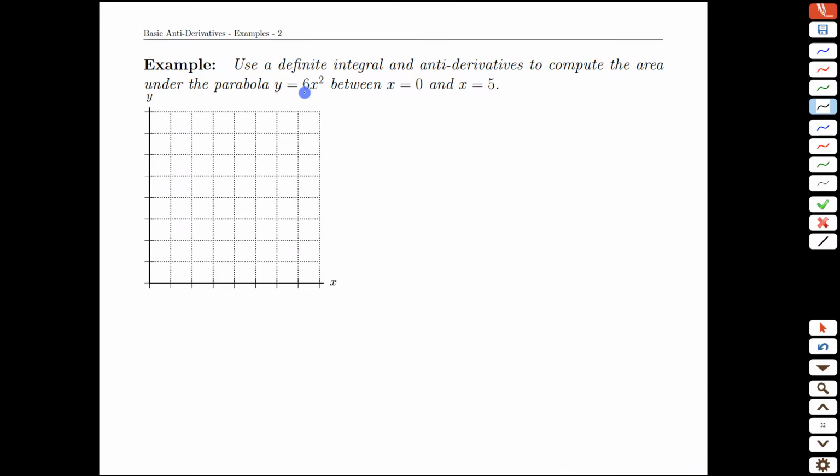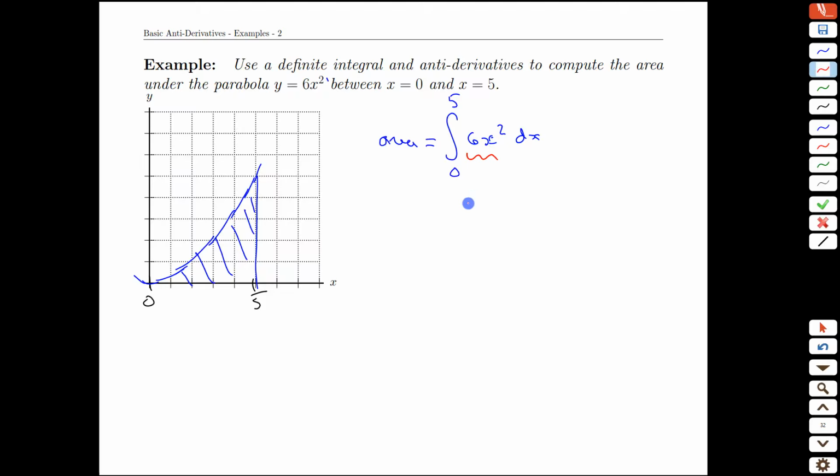Let's take a look at a second example. We have an interval, x equals 0 to x equals 5. We have a parabola. Here we won't know exactly what this area is through any other method except the fundamental theorem of calculus, but with some faith and trust in the hundreds of years of development of the mathematical technology behind this, we would say that the area we're looking for is defined by the integral from x equals 0 to x equals 5 of 6x squared dx.